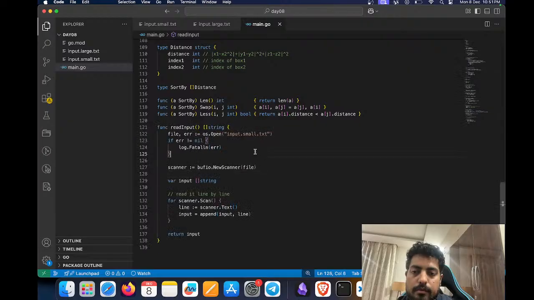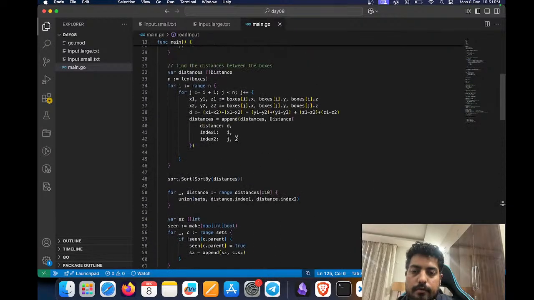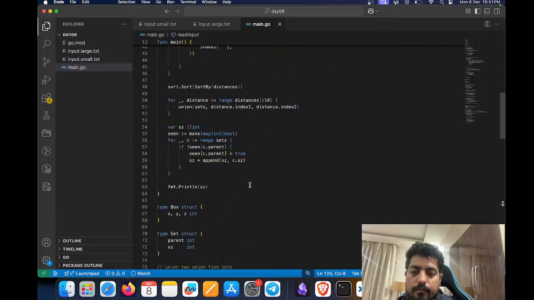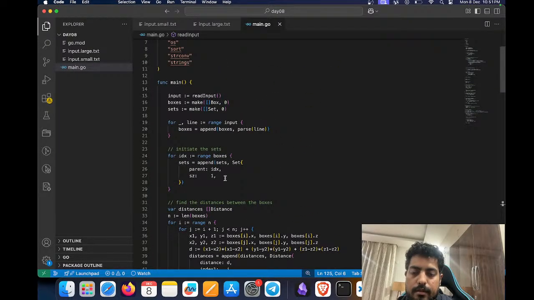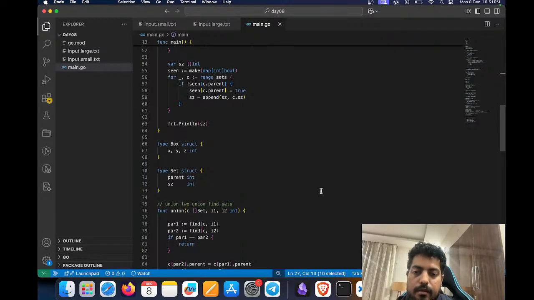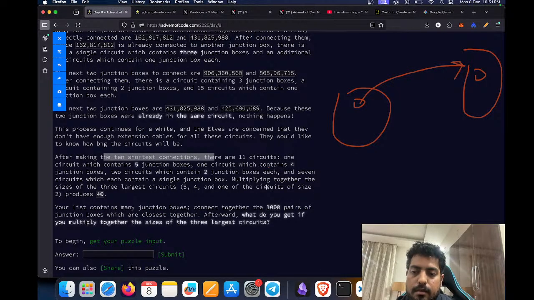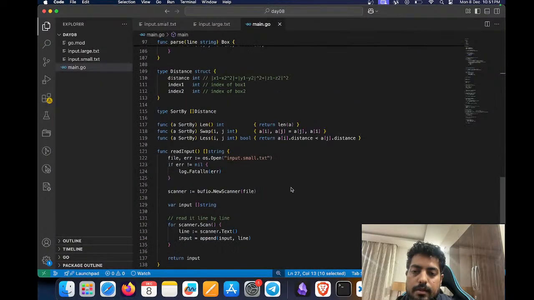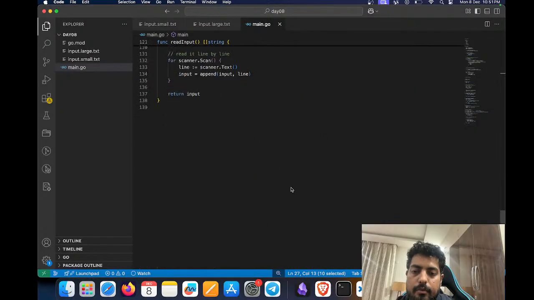Okay. Are we doing size as 1 when we are initiating the circuit? Okay, size is already 1 when we are initializing our circuits or our sets. Three largest circuits, 5, 4, 2. So the three largest circuits are 5, 4 and 2.